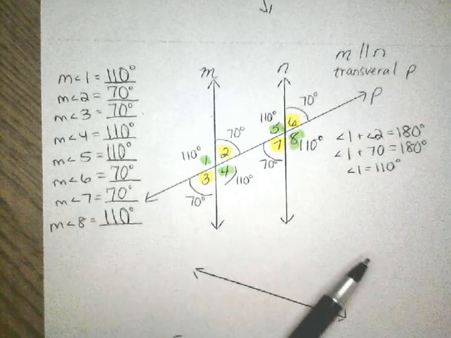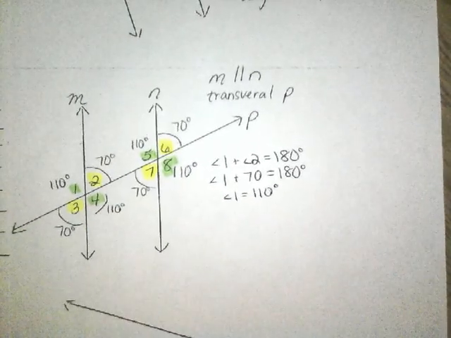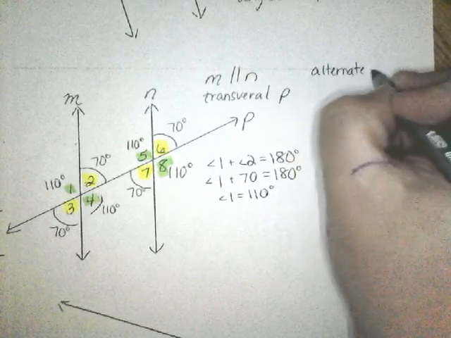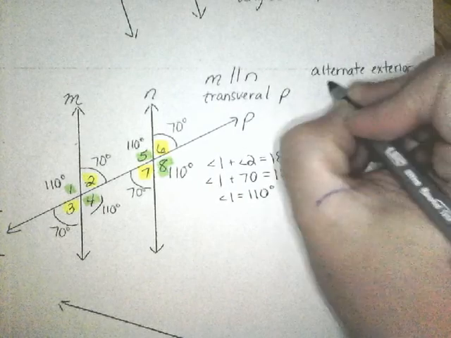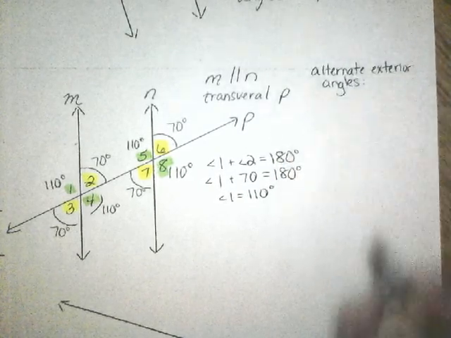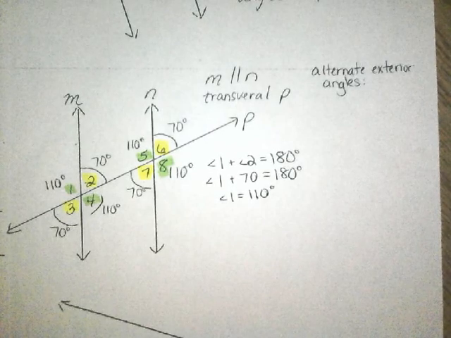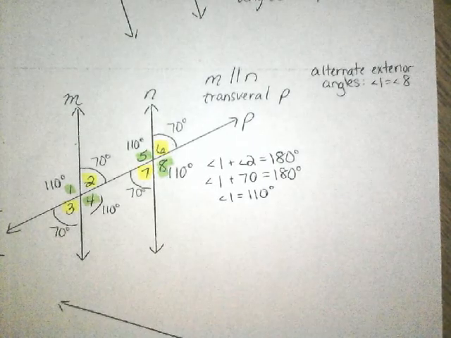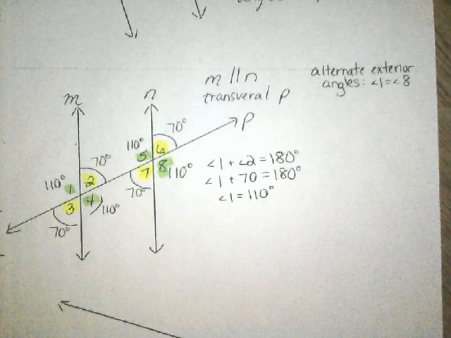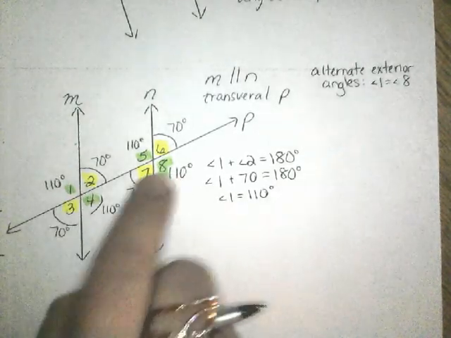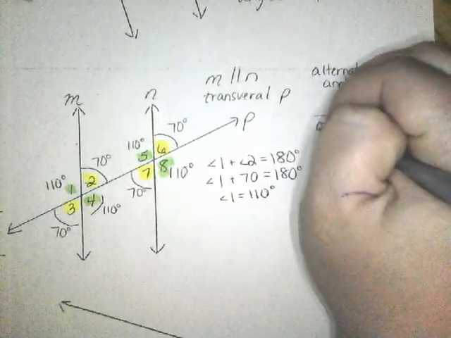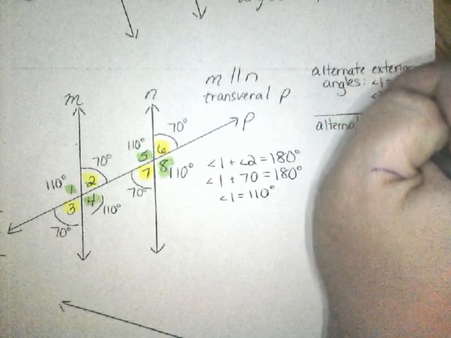So alternate in this case is, are you on the left side of the transversal or the right side? That's what we're going to use as our point for alternate. Left or right of the transversal. Exterior means what? Outside, and in this case, the outside of the parallel lines. Good, Hannah. Outside of parallel lines. Alright, so alternate is left or right, and then exterior is outside of the parallel lines.